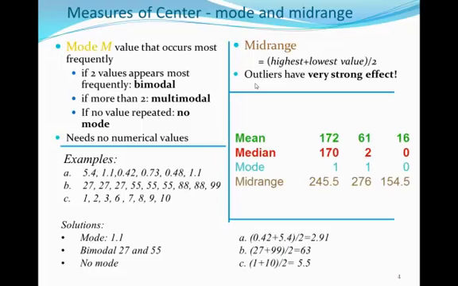Using the same examples, Example A: the minimum value is 0.42 and the maximum is 5.4. So add up these two numbers, divide by 2, and we end up with 2.91. Example B: the lowest value is 27 and the highest value is 99, so adding 27 plus 99 in parentheses divided by 2 gives you 63. Example C: the lowest value is 1 and the highest value is 10, so 1 plus 10 in parentheses divided by 2, you get 5.5.